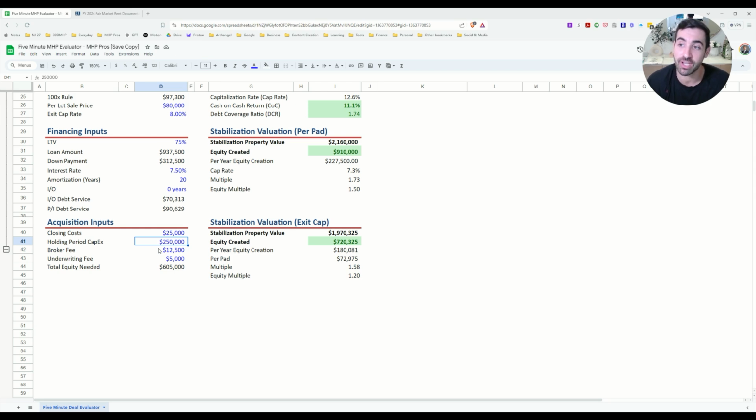Our holding period CapEx, that's how much we think we're going to have to spend throughout the life of this asset. And again, this is really asset specific. So I would just assume that if you need to fill a home, you're going to spend at least $100,000 with site prep, purchasing the home.